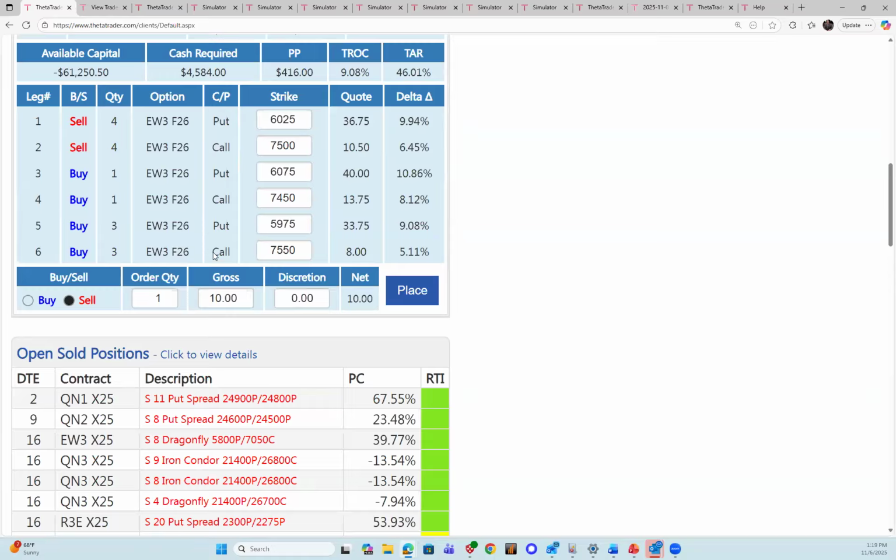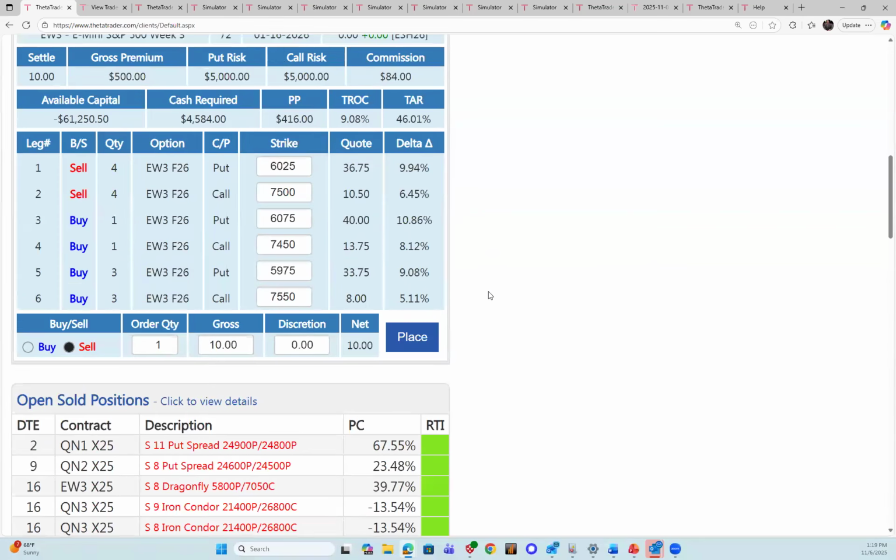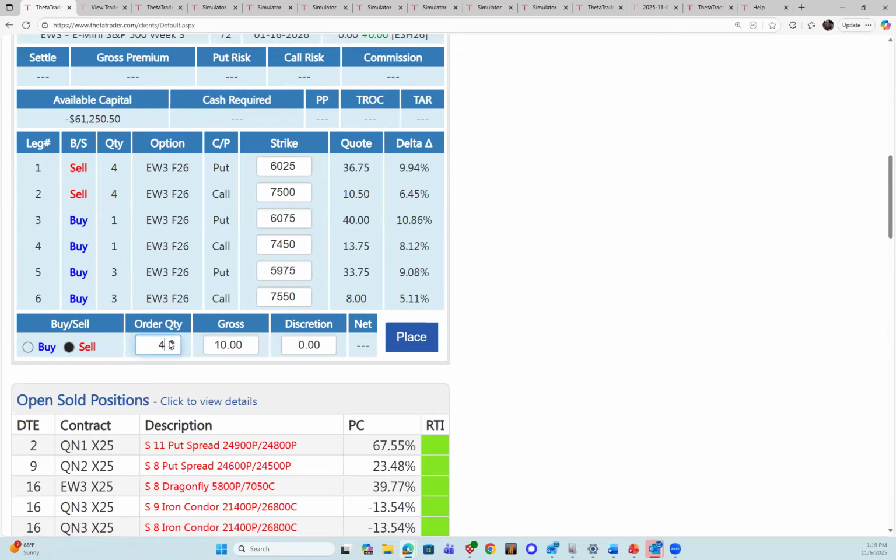And the ones that are being bought here are for protection to hedge the position. Of course, it limits your profit potential, but you don't want unlimited risk. So that's the trade-off. And you can see the point value here. You're trying to collect 10 points on this. The cash required for a Dragonfly is just under 5,000, 4,584 in this case. That is your maximum profit potential at expiration.